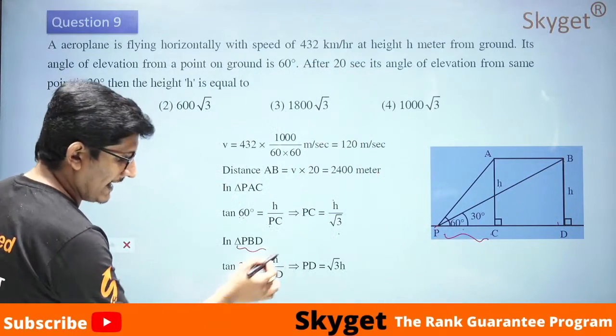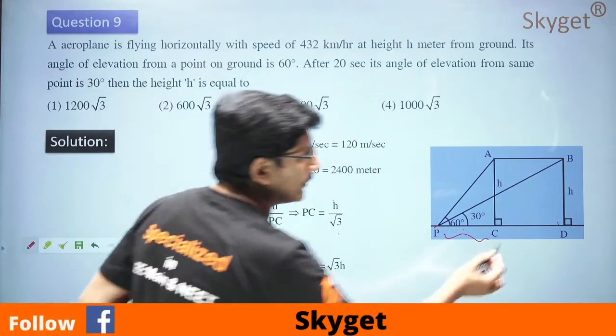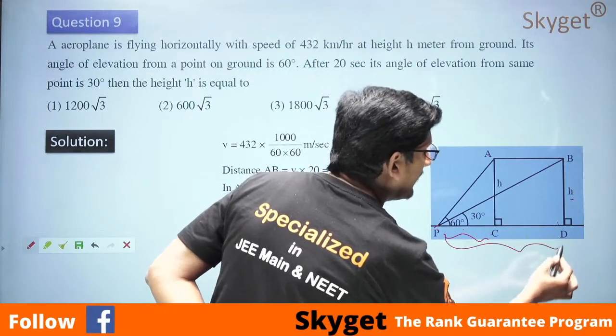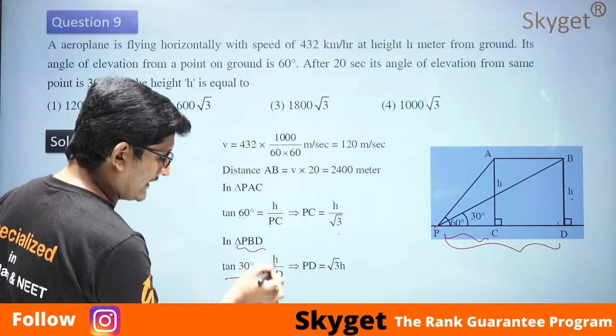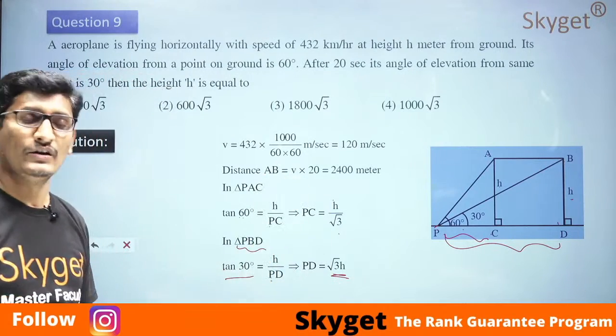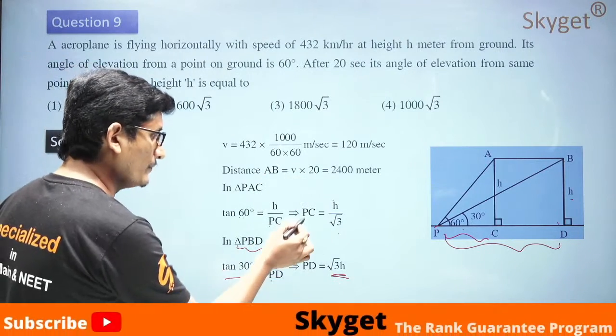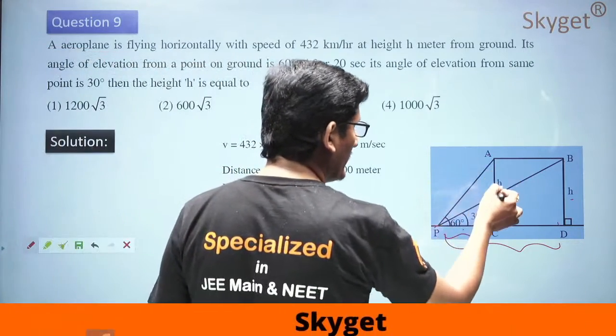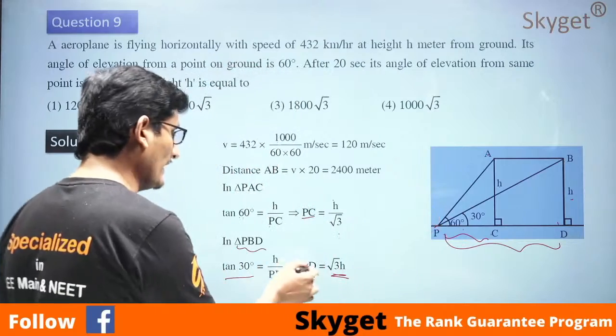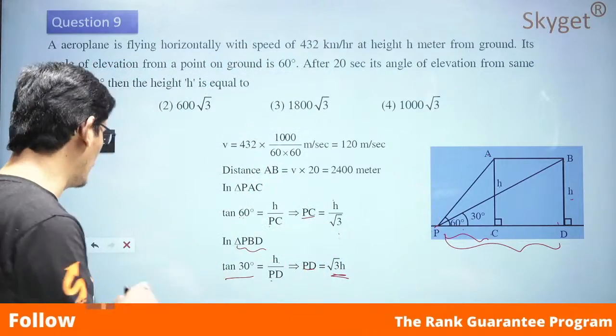Next, triangle PBD. This triangle's angle is tan 30. Tan 30 is equal to opposite side H and adjacent side PD, so H by PD. So PD is equal to H by tan 30, which we can write as root 3 H. Actually, we need the height. So we need the H value. Let's see.